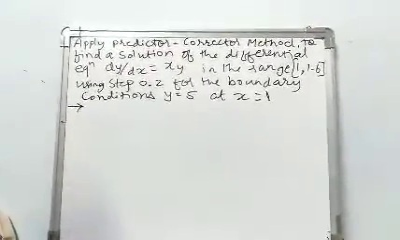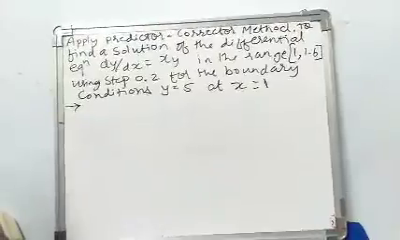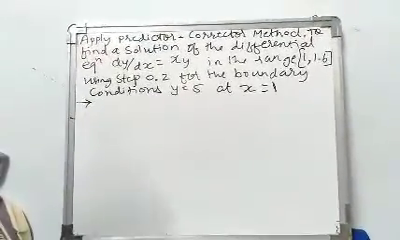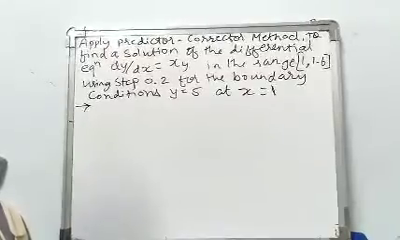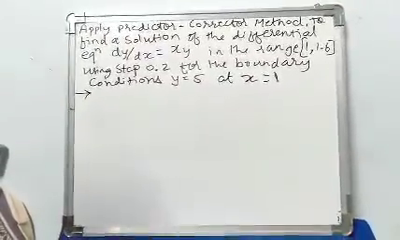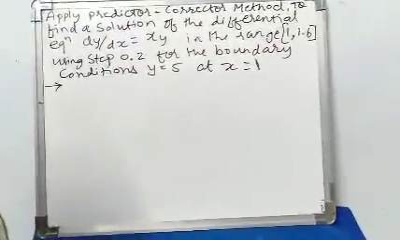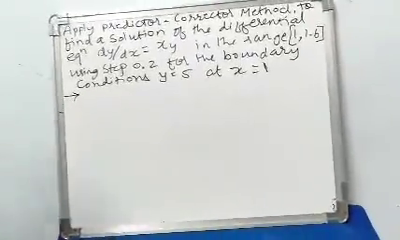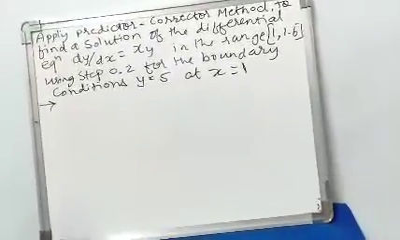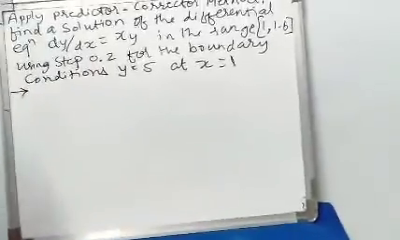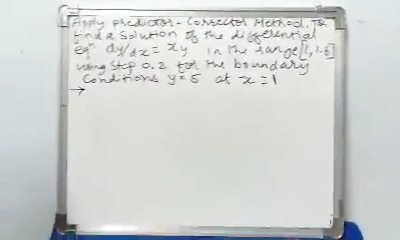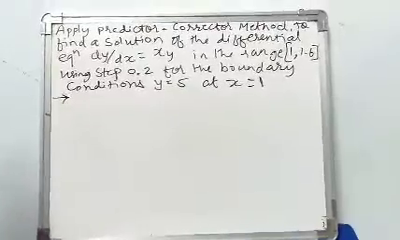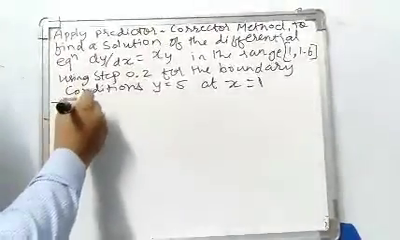I have come up with a topic that is modified Euler's method. Today's example is: apply the predictor corrector method to find a solution of the differential equation dy by dx equals xy in the range 1 comma 1.6 using step 0.2 for the boundary condition y equals 5 at x equals 1.